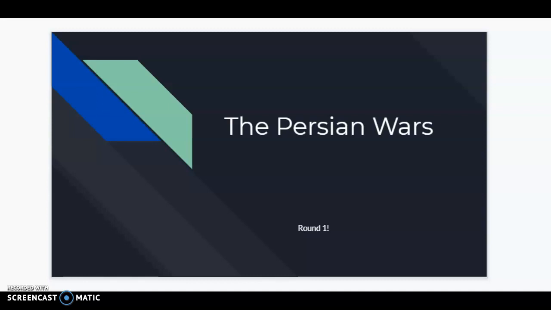By the end of the lesson, you'll be able to identify the reason for the revolt of the Greek city-states, the Ionian city-states, against the Persians, and you will be able to identify the reason for the Persian Wars beginning. You will also be able to analyze the Battle of Marathon and its long-term effect both on history and on this time period for the Greeks and the Persians. So let's get into it.